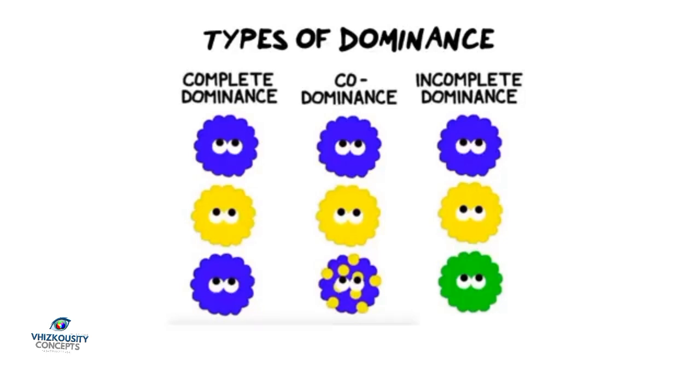Now, there are three kinds of dominance that we are going to follow through here today. They are complete, co, and incomplete dominance. This picture really sums it up in a very basic way, but I'm going to run you through the laws and the letters that you should be using when you complete your genetic crosses.